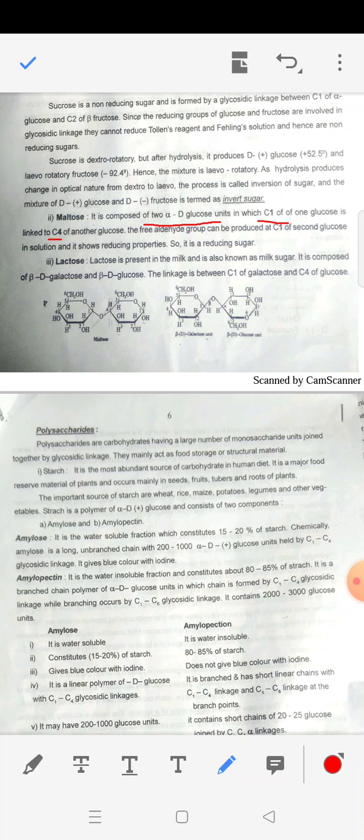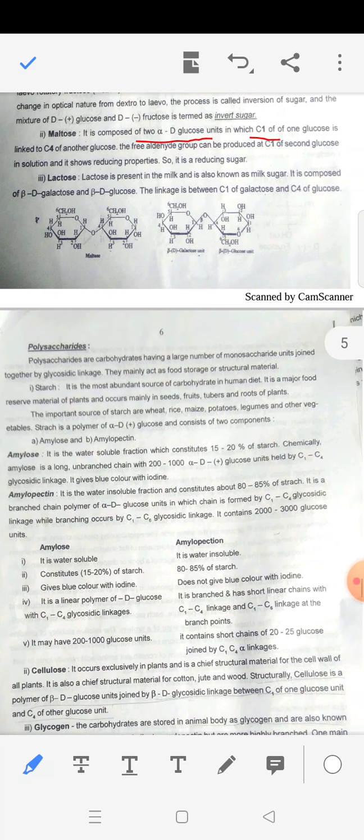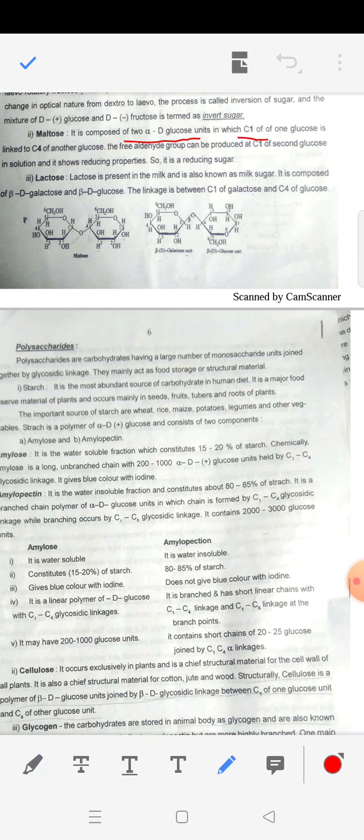Then comes lactose. As you all know, lactose is present in milk. What are the monomers in lactose? The monomers in lactose are beta D galactose and beta D glucose. The linkage is between C1 of galactose and C4 of glucose. You can see the figures are there, but you need not try to memorize them. Since C1 of glucose is free, which is the reducing group, lactose is also going to be a reducing sugar. So only that much you had to do.